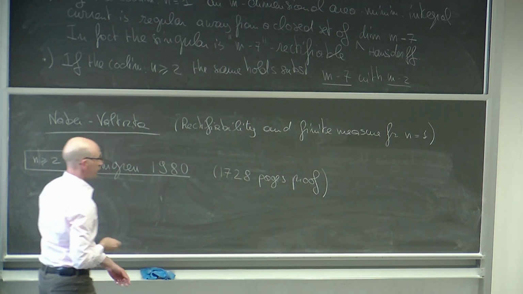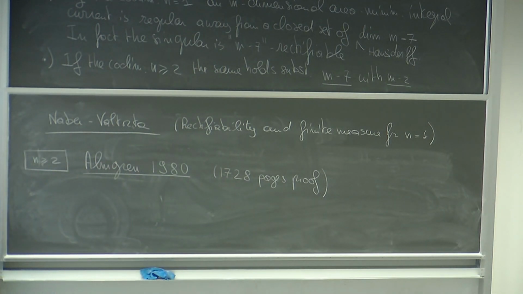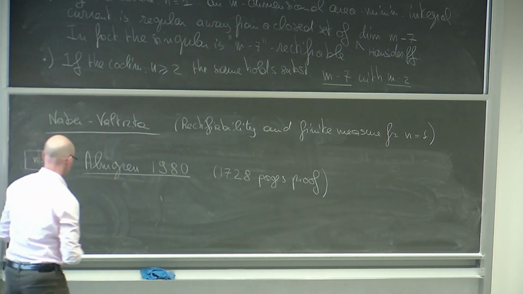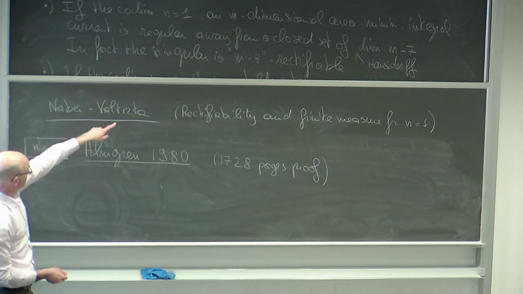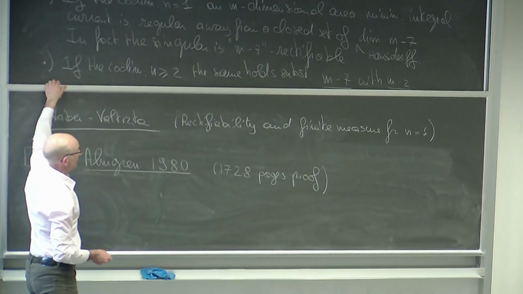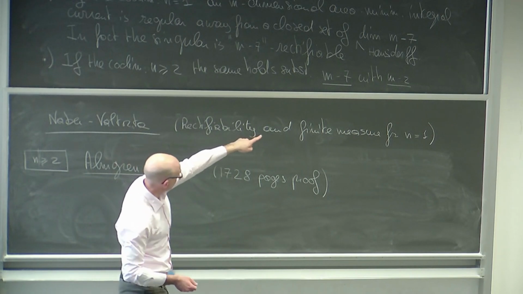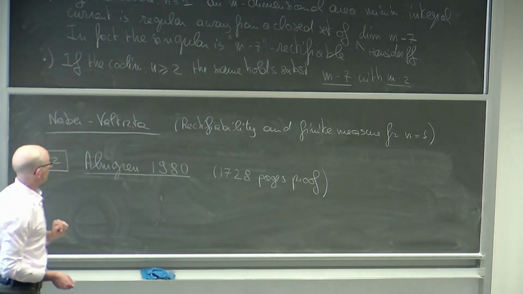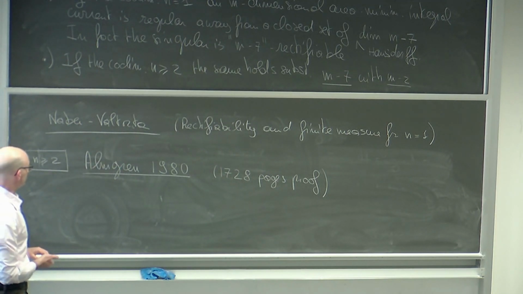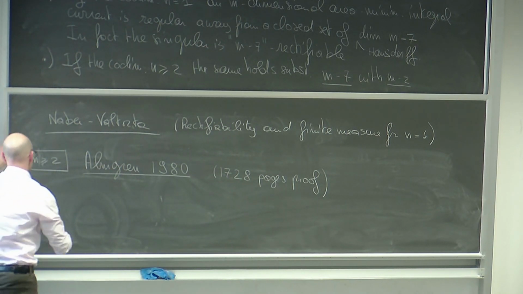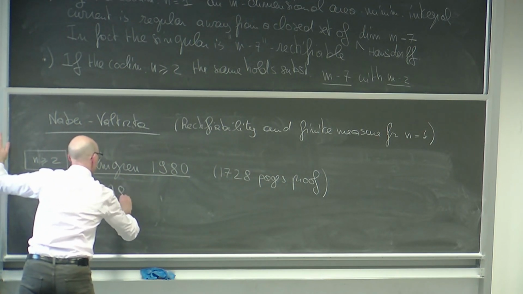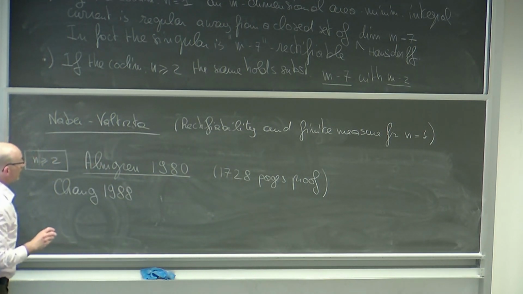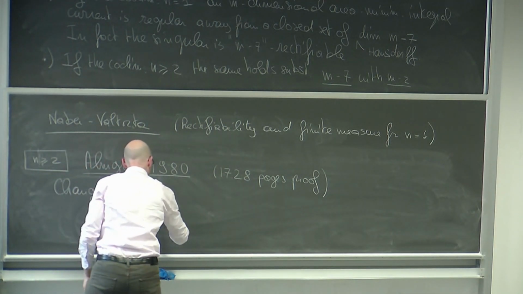Okay, which I think is fair to say nobody really checked, as far as I know. Okay, so here he didn't prove actually the rectifiability. He didn't prove the rectifiability in there, which is the second part of the theorem. So, but Chang, in 1988, proved that if m is equal to 2, the singularities are isolated.